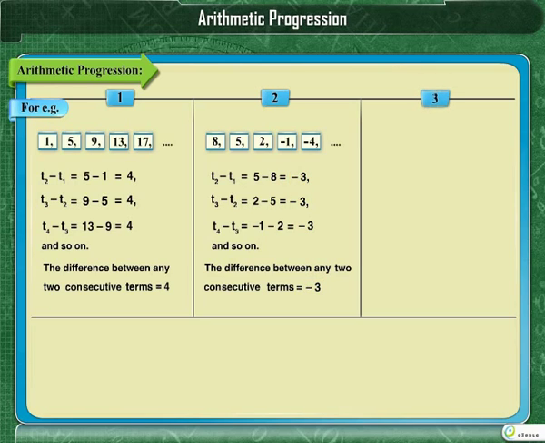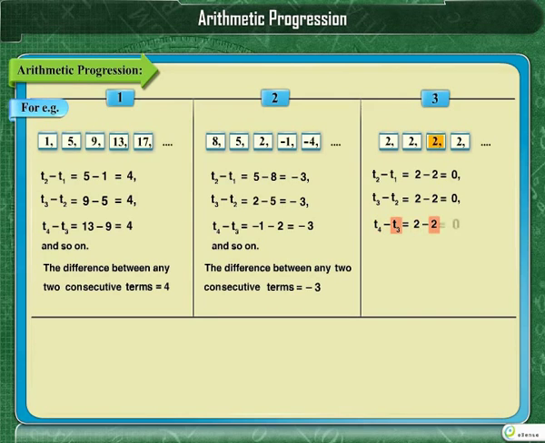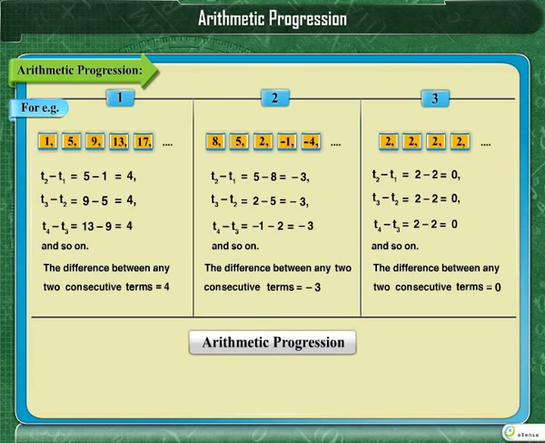Let us take one more sequence, 2, 2, 2, 2 and so on. Here again, the difference between any two consecutive terms is constant. That is, T2 minus T1 is 2 minus 2, which is 0. T3 minus T2 is 2 minus 2, which is 0. T4 minus T3 is 2 minus 2, which is 0, and so on. Such a type of sequence is called an arithmetic progression.